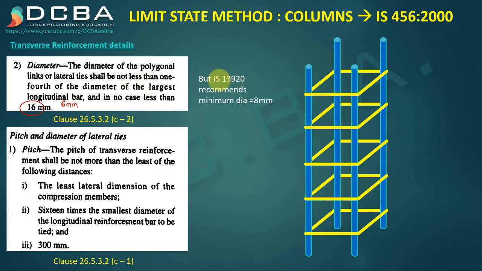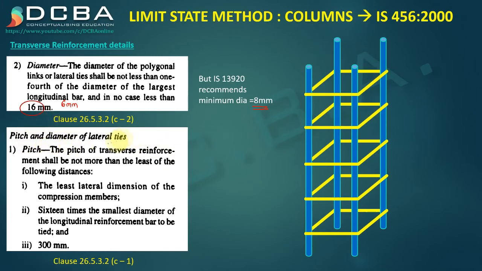but IS 13920:2016 recommends that minimum dia has to be 8 mm. So we will stick to this code, and not IS 456, for minimum dia, because IS 13920 is specifically made for detailing of seismic structures and other structures as well. So we call it ductile detailing. Therefore minimum dia would be 8. Okay, and these are those transverse reinforcement, these yellow ones that you see, and the blue ones are your longitudinal reinforcement.